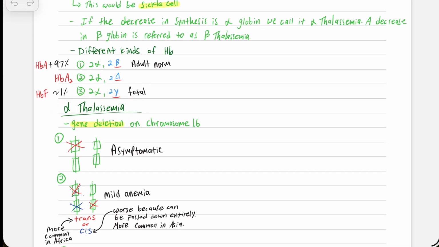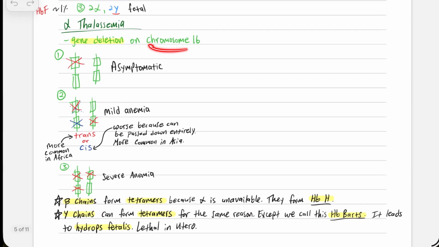But in alpha thalassemia, we have a problem with these alpha globin chains. And this is a gene deletion on chromosome 16, actually. So if these were your chromosomes, if you had a gene deletion in just one of these spots, you'd be asymptomatic. You'd be fine. But if you had them in 2 areas, they could be on the same chromosome or on adjacent ones, you'd probably have a mild anemia. And we refer to it as trans or cis. So if it's opposite to each other, trans. If it's on the same side, it's cis.